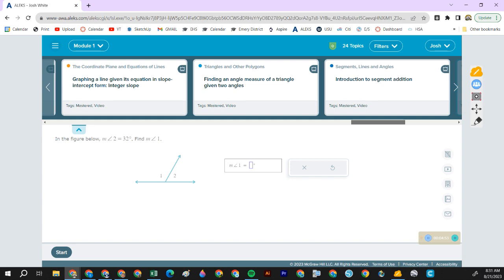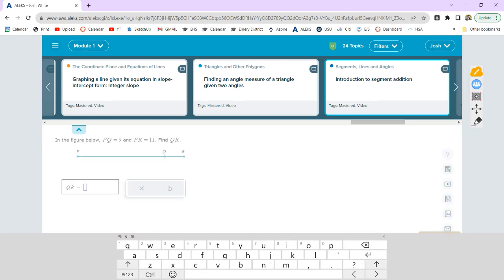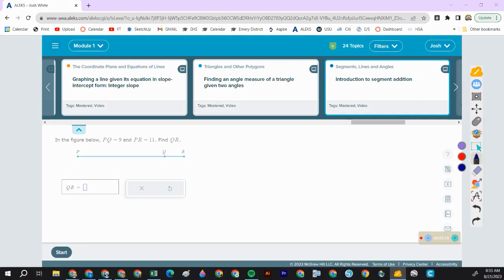And in this topic, it wants you to do segment addition. So if segment PQ is 9 and segment PR is 11, how far is it from Q to R? 2. So it's saying the length from here to here is 11, and the length from here to here is 9. So how big is this length? Well, you just subtract them.